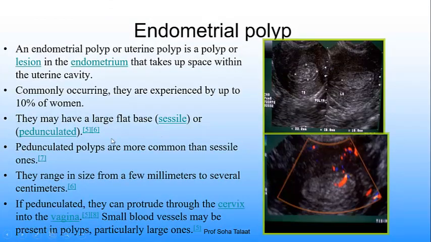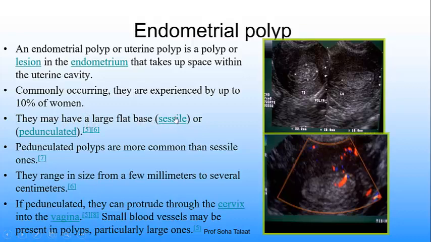Regarding endometrial polyps, which is the most common especially in the childbearing age group, what is an endometrial polyp? The endometrial polyp or uterine polyp is a lesion in the endometrium that takes up space within the uterine cavity. So we put it as a differential diagnosis of intracavitary masses. It commonly occurs; 10% of women may experience the presence of polyp at any time of their life. They may have a large flat base.